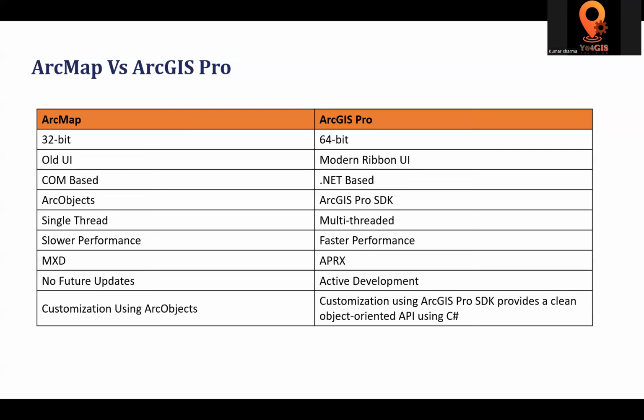In ArcMap, as I already told you, there will be no future updates. You will not get any support from ESRI. Then everyone has to come to ArcGIS Pro. In ArcMap, we can do the customization using ArcObjects. At the same time, if we want to do the customization in ArcGIS Pro, then we have to use the ArcGIS Pro .NET SDK.